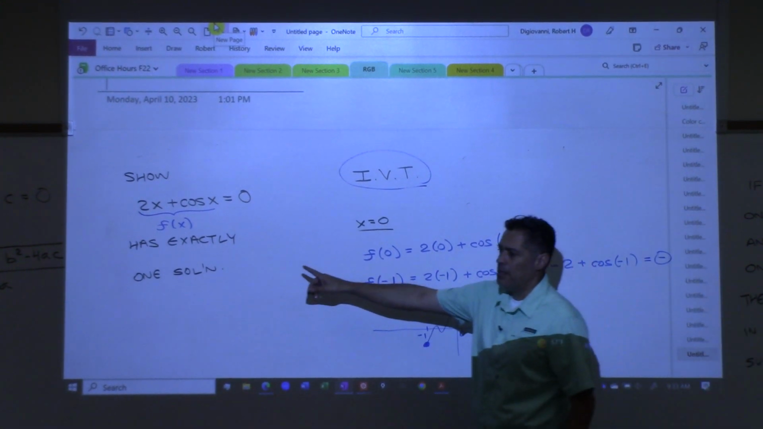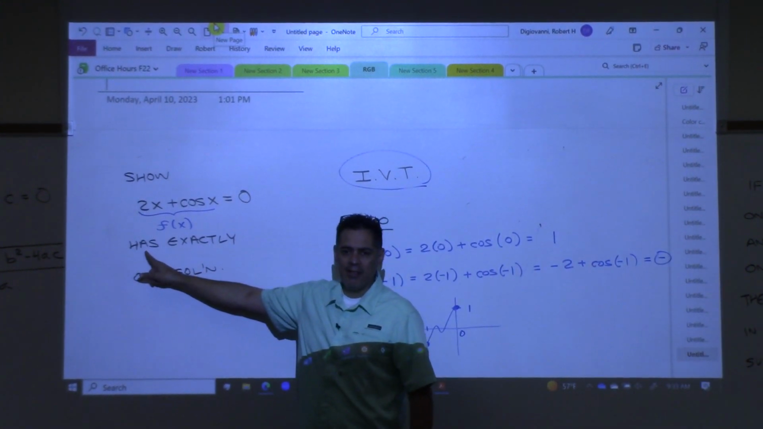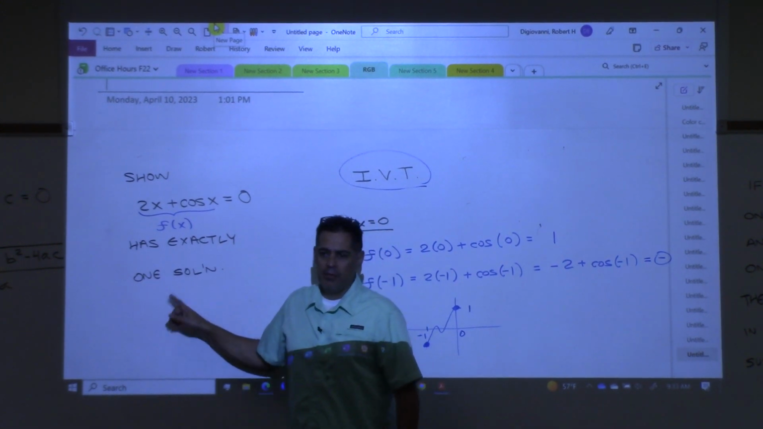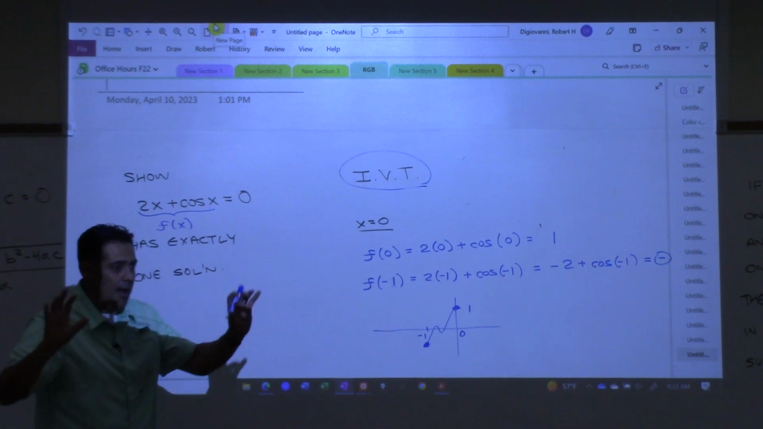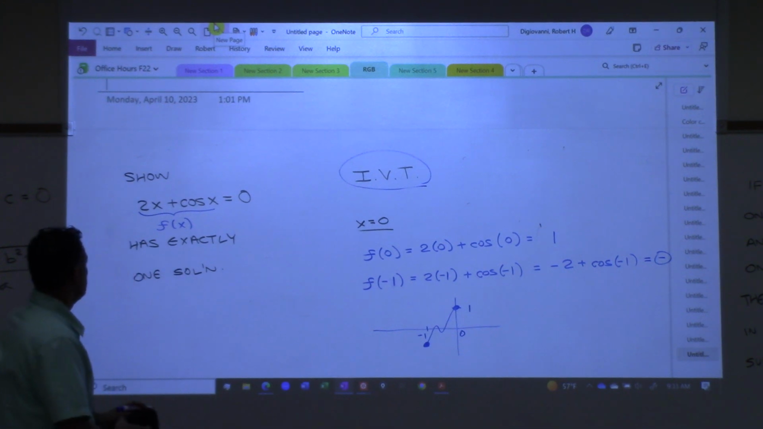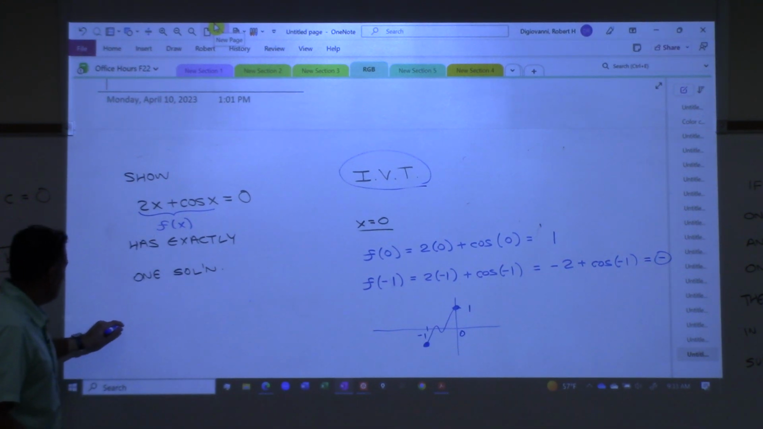So have I done what I'm supposed to show? Show it has exactly one? I haven't done that, have I? No. So how would I do that? Ready? This is the big one, not something you normally think of. What I'm going to do now is take this function and take its derivative.